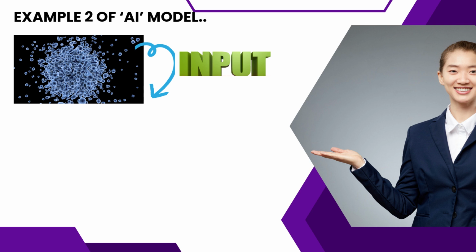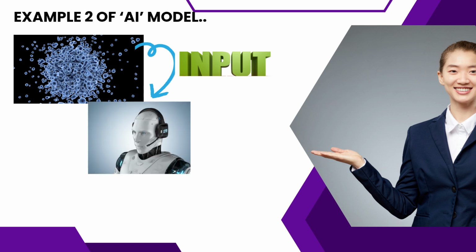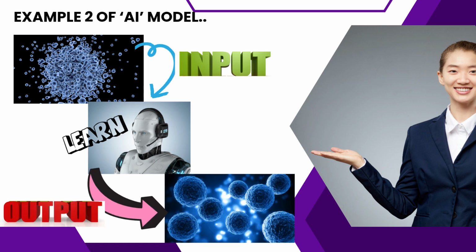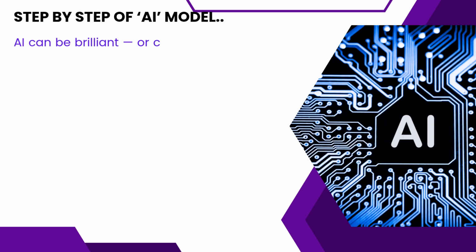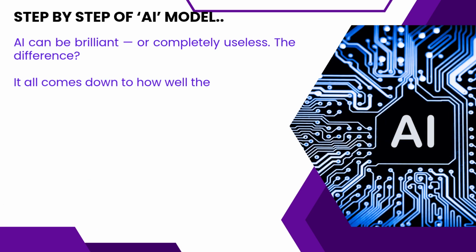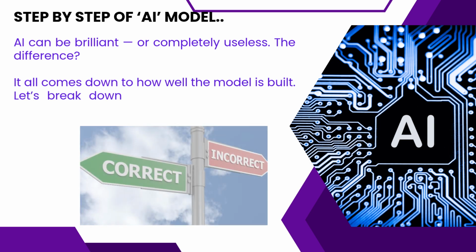Let's take another example. An AI model was trained on various images of types of cancer cells. With good learning, the model was able to correctly detect the cancer cell when tested on a real cancer patient. That's due to a good AI model. So in both the examples you have seen that AI can be brilliant or completely useless. The difference? It all comes down to how well the model is built.